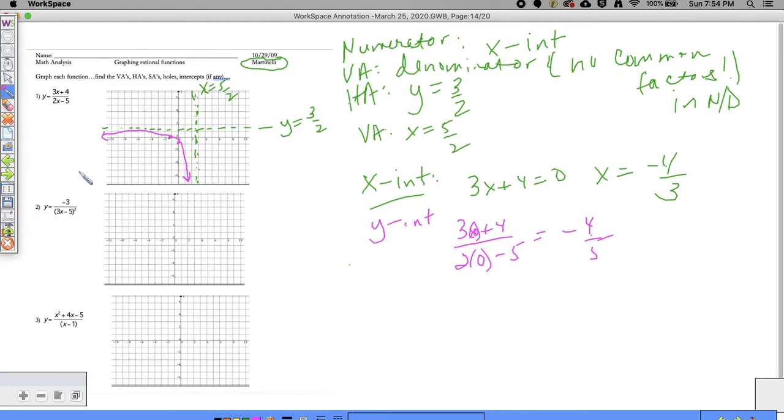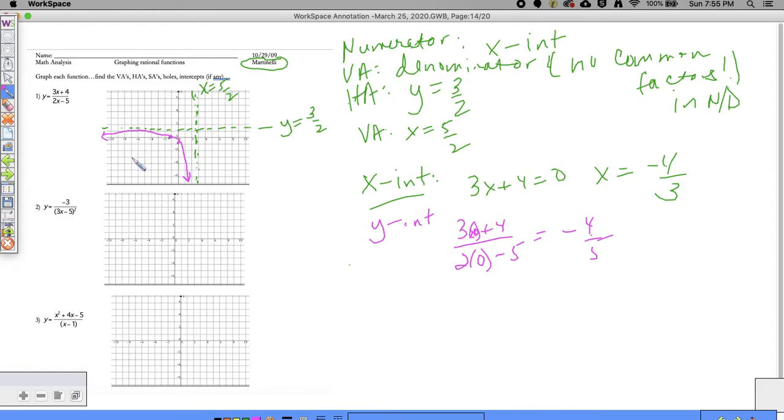Now, Mr. Kirkby probably talked to you about when you have a denominator that is to the first power, that it's odd. So if your curve is down here, it should be up top over here. And that's all well and good. And if it's squared, both are going to be either above or below the horizontal asymptote.